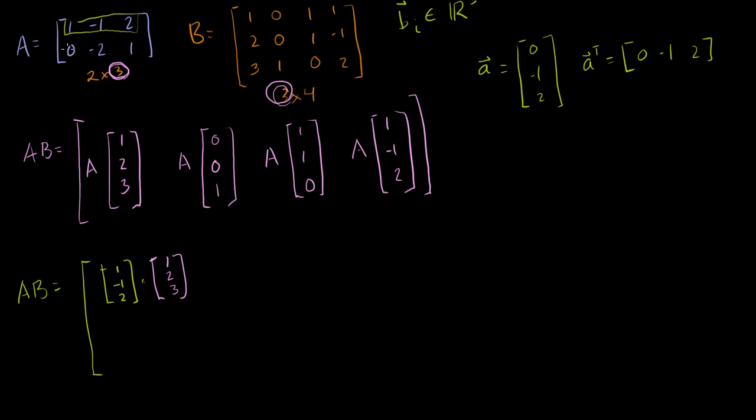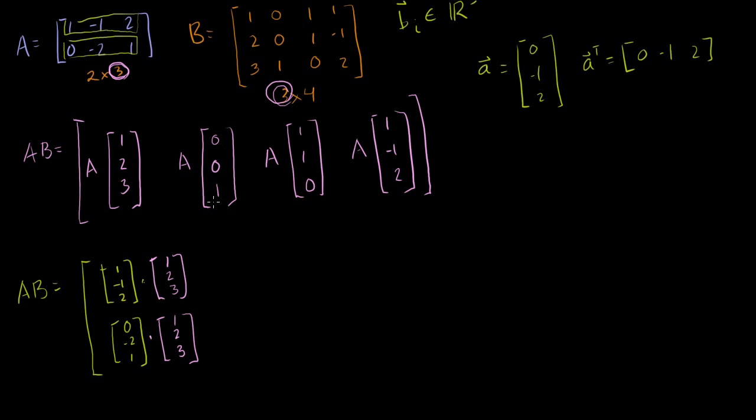The second entry is going to be the second row of A, essentially dotted with this vector right there. So it's going to be equal to 0, -2, and 1 dotted with 1, 2, 3. And we just keep doing that. And I'll just switch maybe to one neutral color now.